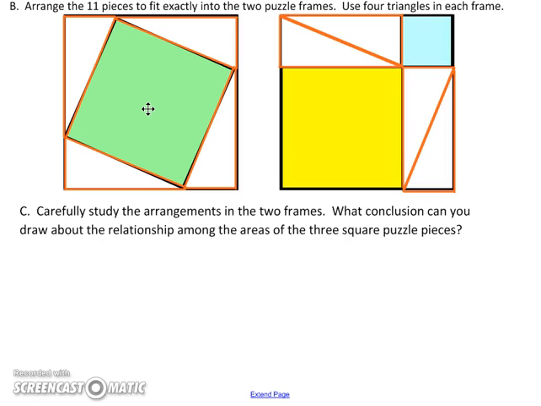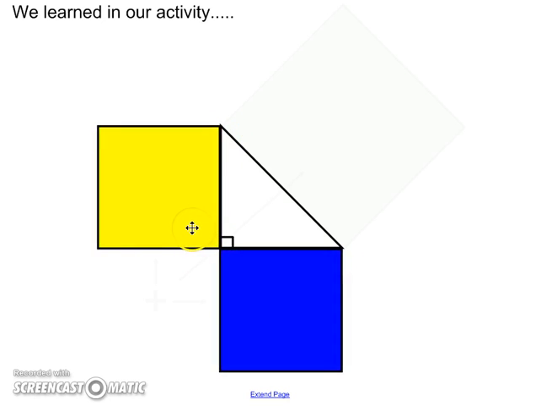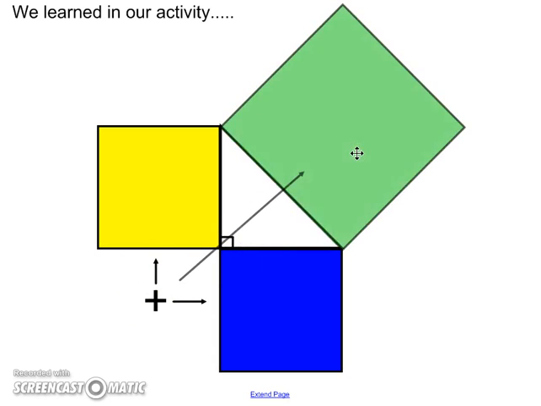So even though the orientation is different, the area of the big square here has to be equal to the area of these two little squares put together, because they cover the rest of the remaining space. So what does that tell us? Well, that the areas of the little squares, when I add those together, has to be equal to the big square.